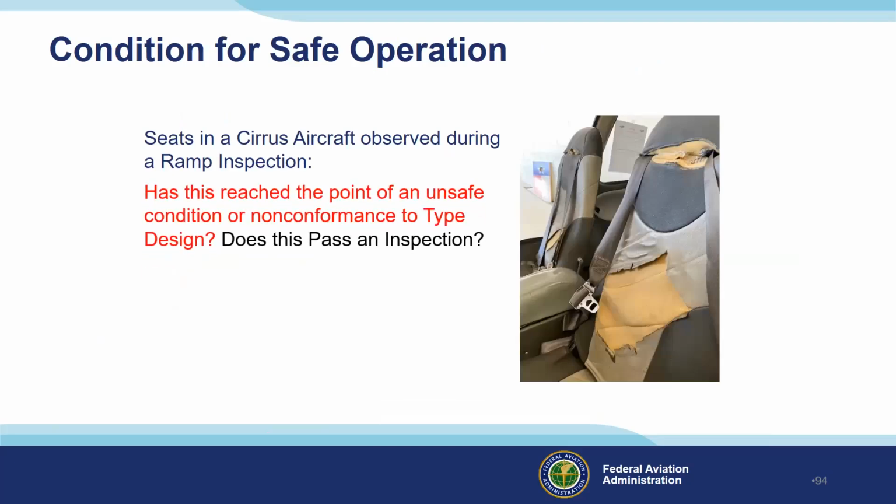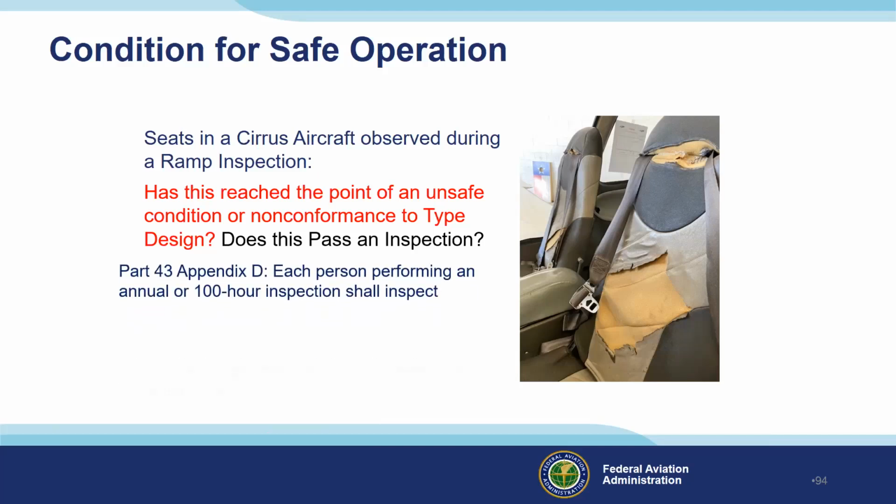Here's another one. Seats in a Cirrus aircraft observed by a ramp inspection. This is a real life scenario in our district. Has this reached the point of an unsafe condition or non-conformance to the type design? Does this pass an inspection?